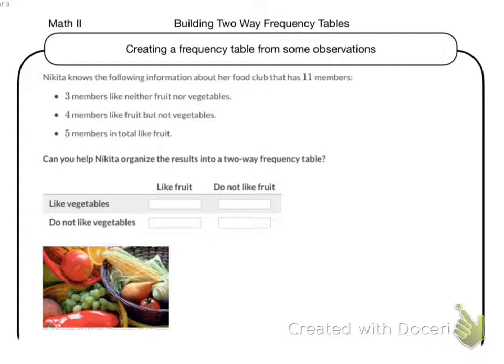Okay, now when something's missing, let's look at this one. Nikita knows the following information about her food club that has 11 members. So we have 11 members. 3 members like neither fruit nor vegetables. 4 members like fruit but not vegetables. And 5 members in total like fruit. So before we go on, I'm just going to write my little totals here because we're going to want to see totals.